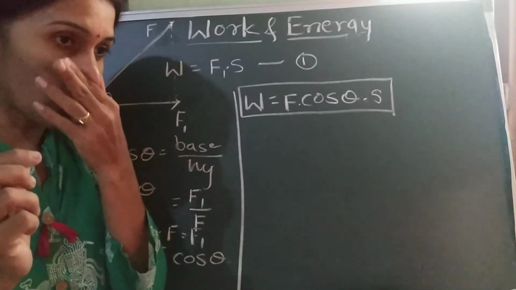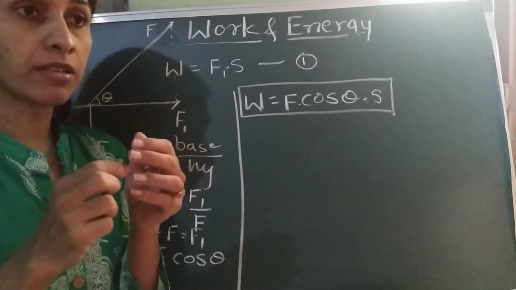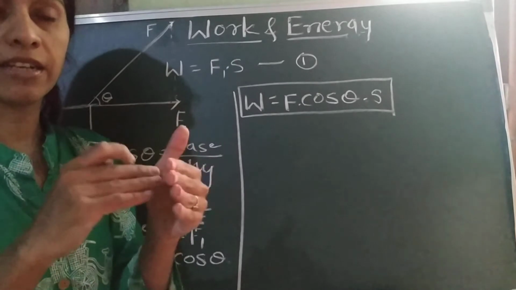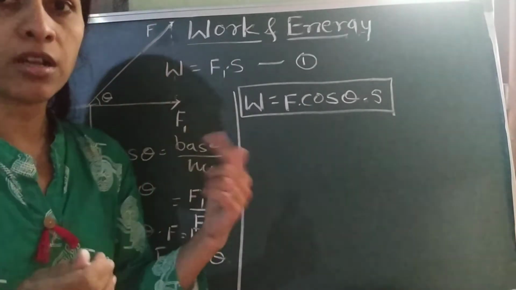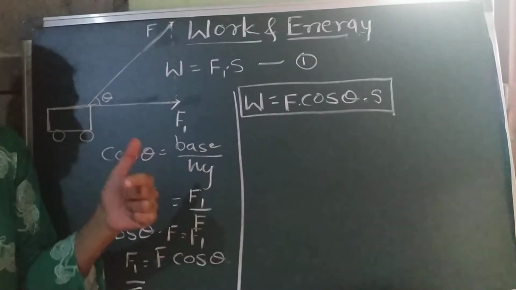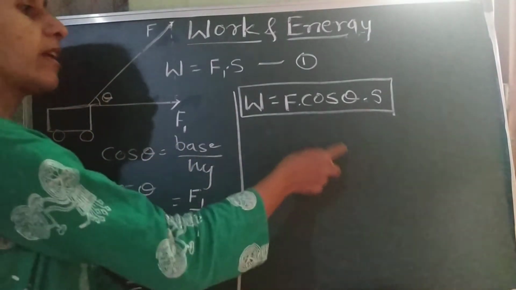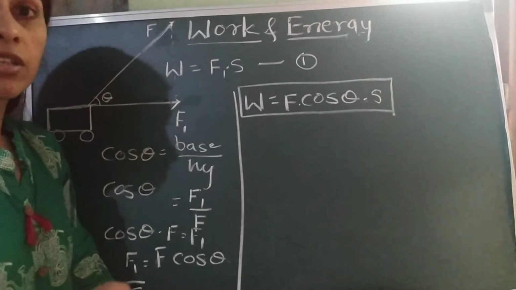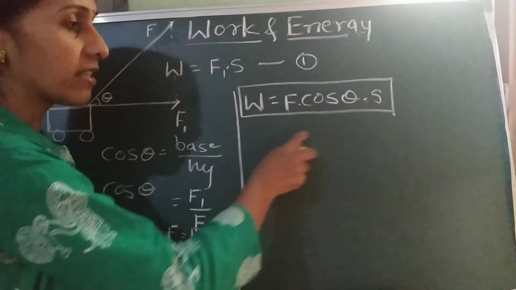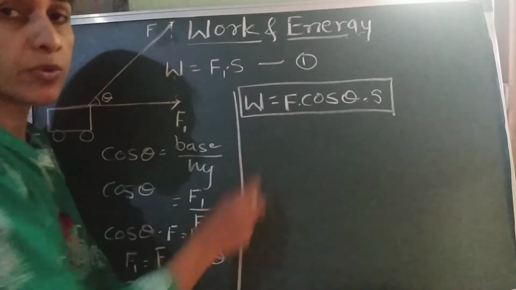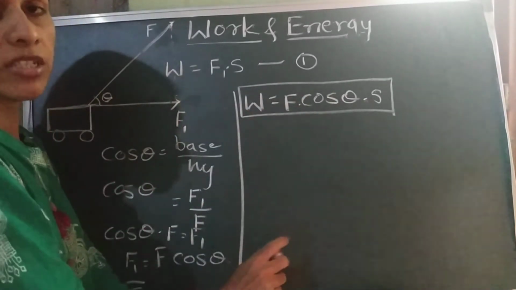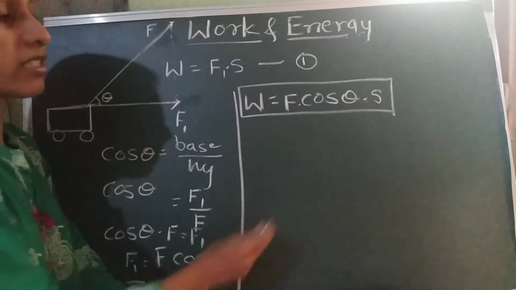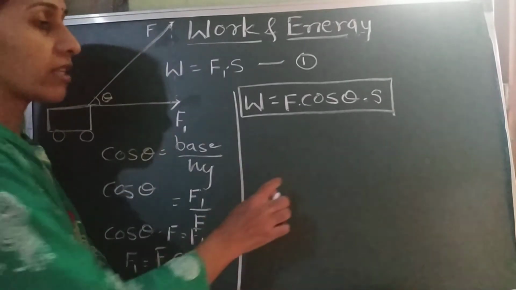Suppose we consider work done in a tangent direction. We know that in the previous chapter we saw uniform circular motion. In uniform circular motion, the object is moving in a circle, and the displacement is 0 because the object comes back to its original position, so there is no displacement and therefore no work done.